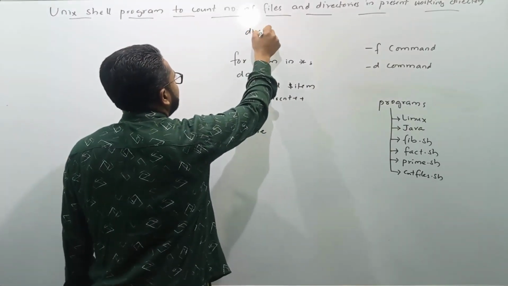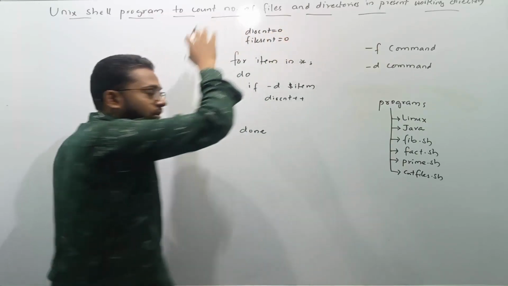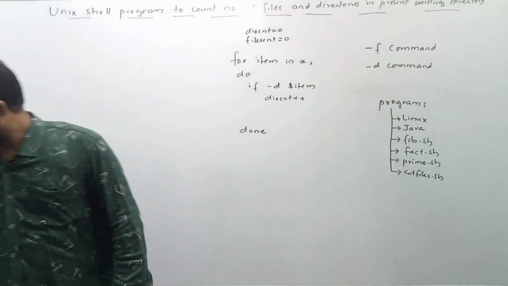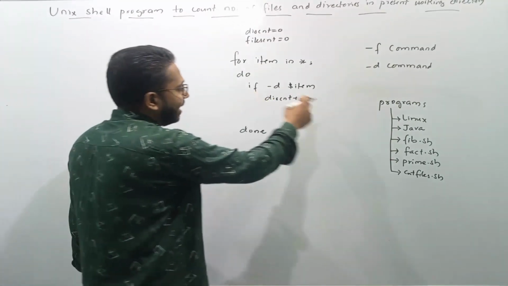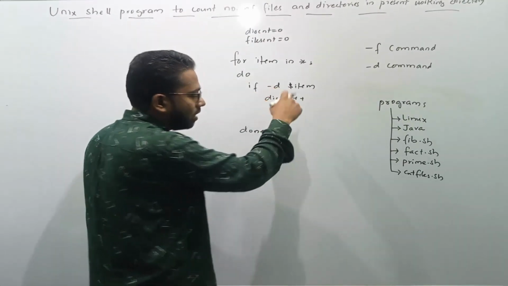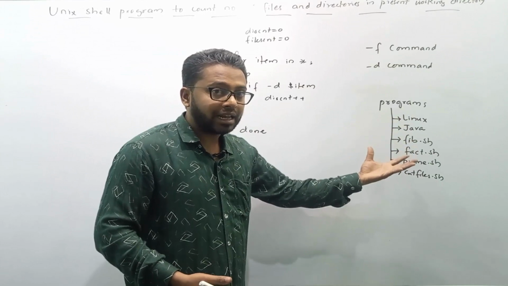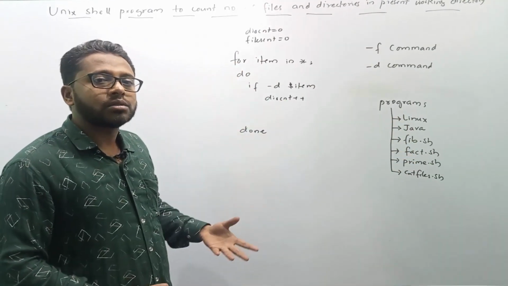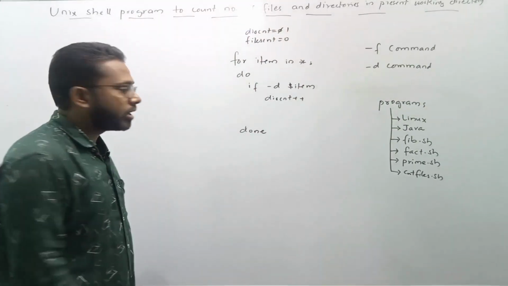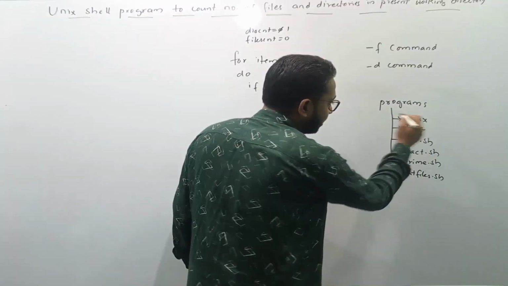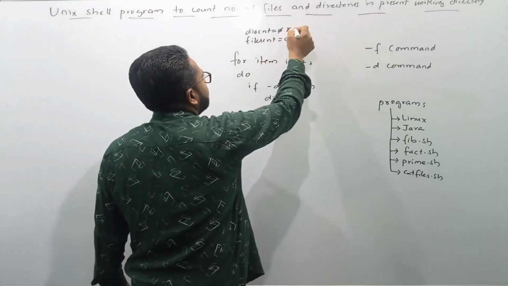Okay, so at the very beginning we need to initialize these two variables. First one is directory count equals 0, and then files count equals 0. At the very beginning itself we need to initialize both of these variables, directory count as well as files count, to 0. The moment we encounter any directory, the directory count gets incremented. For the first time we will be pointing to this Linux directory, so the directory count gets changed to 1. The second time it will be pointing to this Java directory, and that's why the directory count gets incremented by 1 and now it becomes 2.